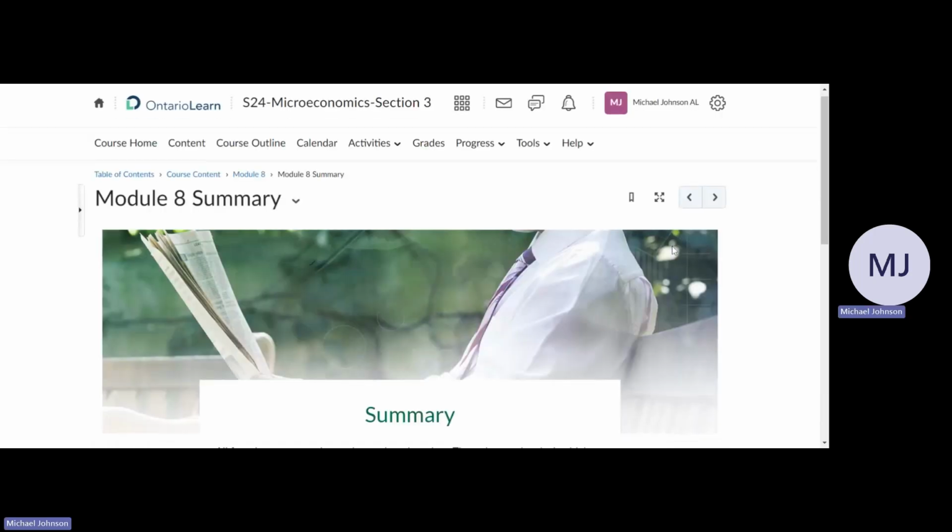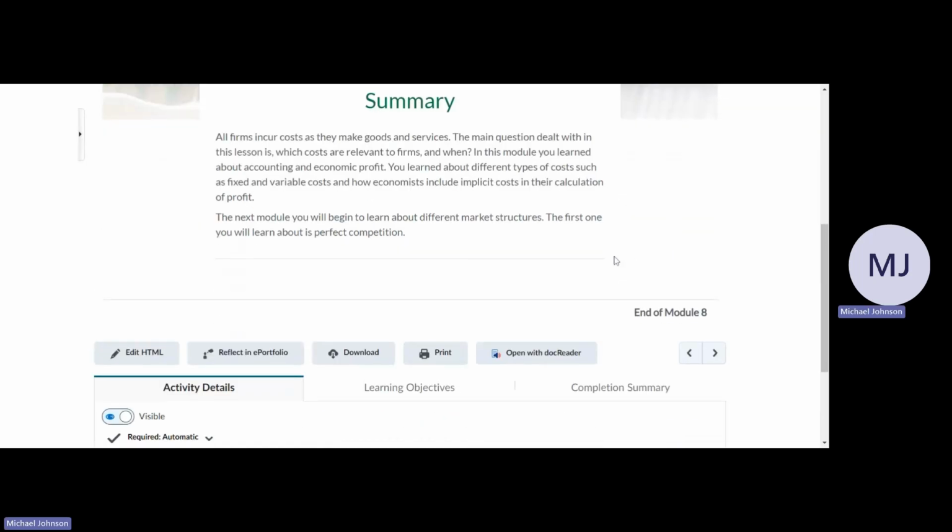So, summary. All firms incur costs as they make goods and services. The main question dealt with in the lesson is which costs are relevant to firms and when. In this module, you learned about accounting and economic profit. You learned about different types of costs, such as fixed and variable costs, and how economists include implicit costs in the calculation of profit. Next module, you'll go through different market structures.